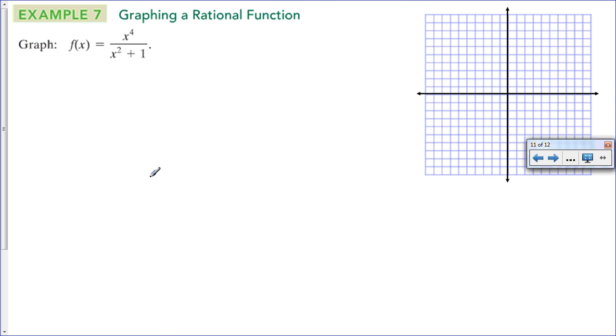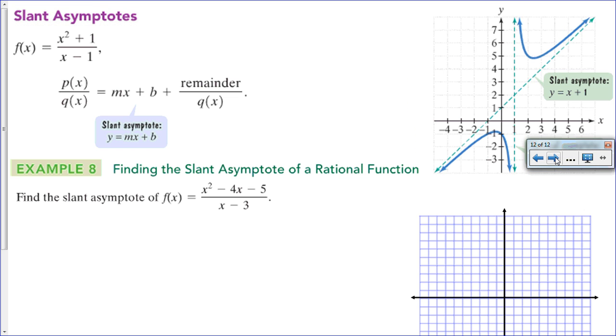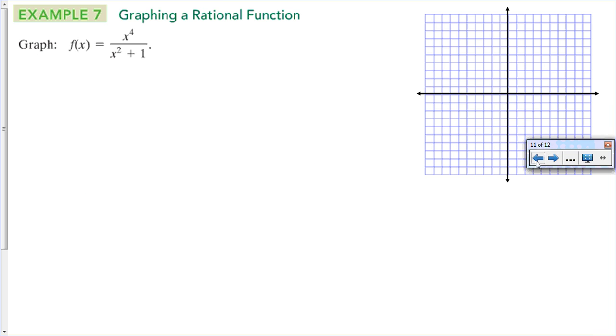The next function, I'm going to leave, let's see how many more functions we have. Okay, so let's grab that one quickly.